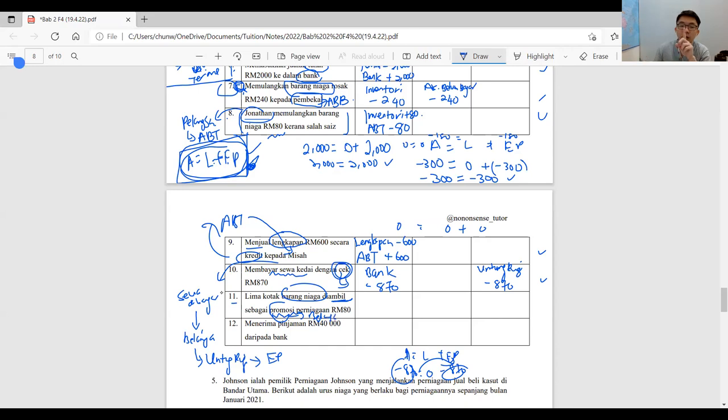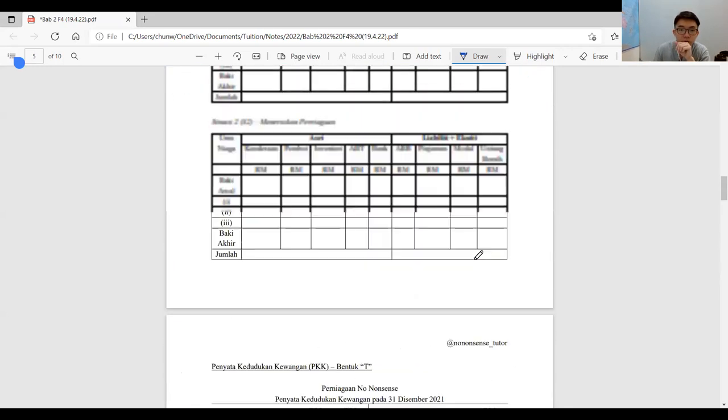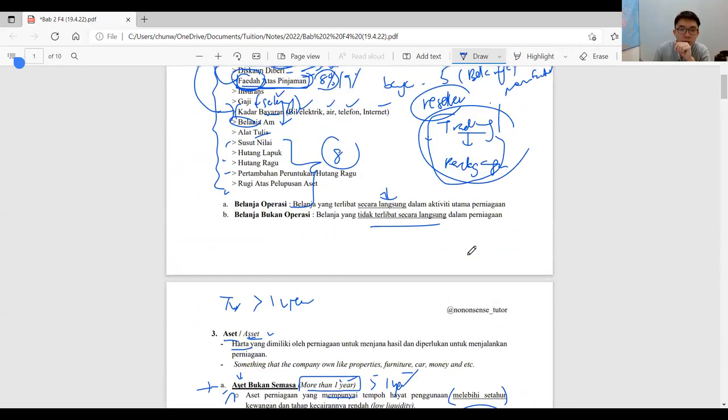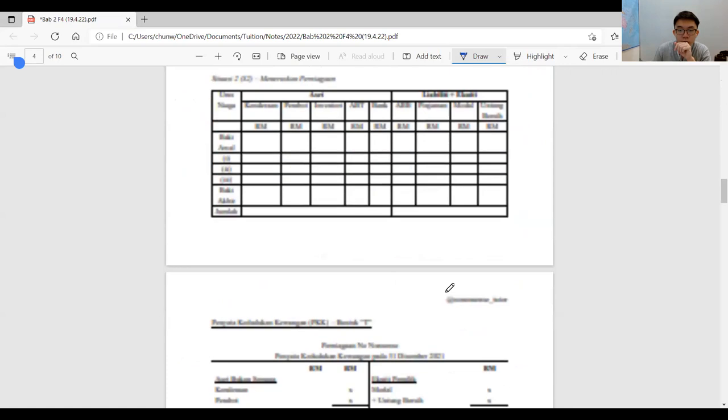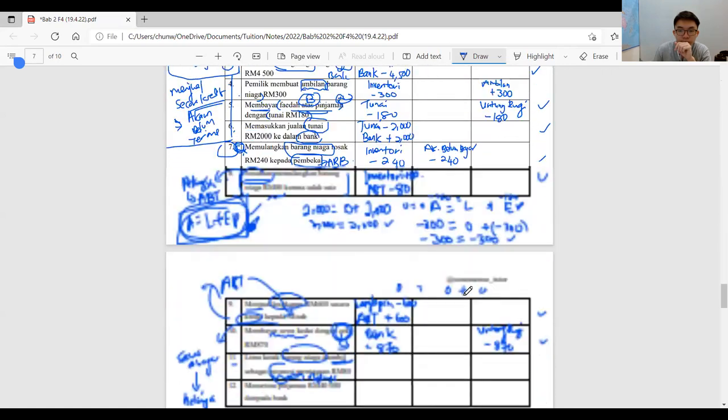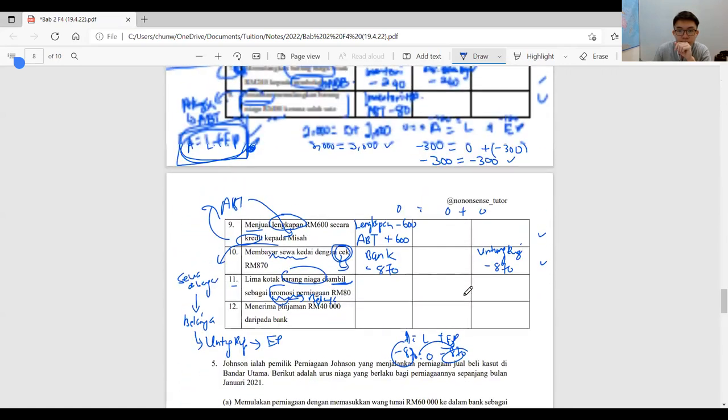All right, it's not an ambilan. I think I showed you before. In the nota, you look at your belanja here. Ada tak? Ada promosi tak? Tak ada. Okay, so you add another one here. So promosi is one of the belanja.